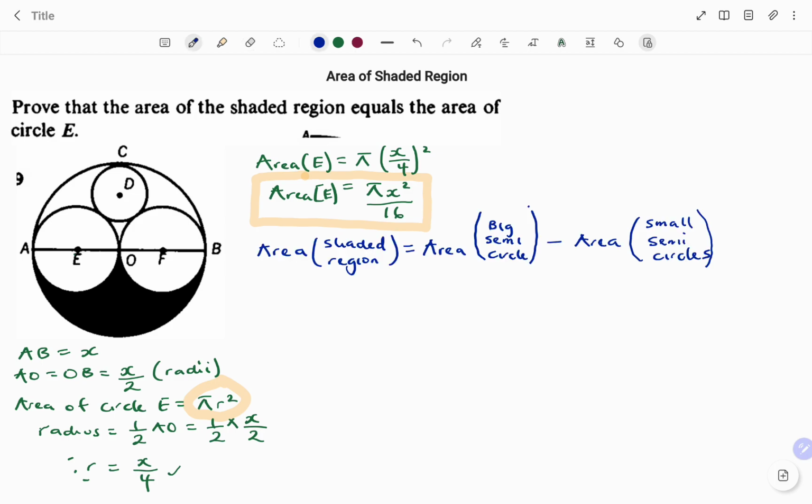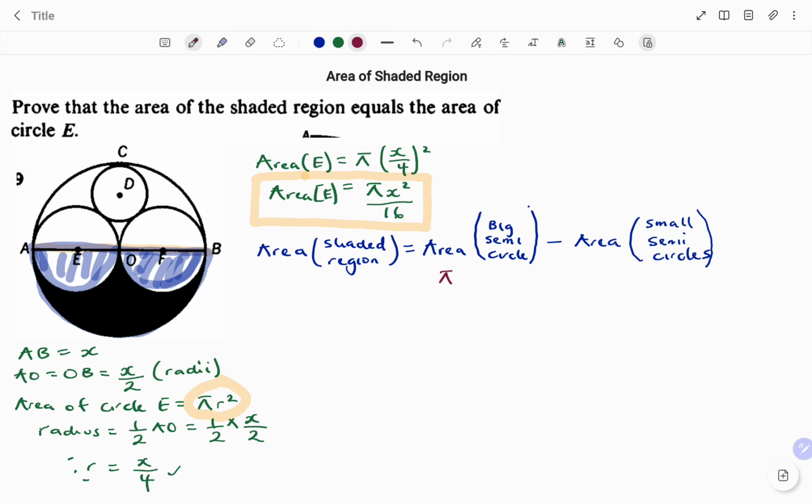And what I mean is, if you look at the diagram, as stated earlier, the diameter splits the circle into 2 equal halves. So if I can find the area of the big semicircle as highlighted, then I'm going to find the area of the 2 small semicircles and subtract from it. That will give me the area of the shaded region, which is in black. So if I go back to my question, I have area of big semicircle.